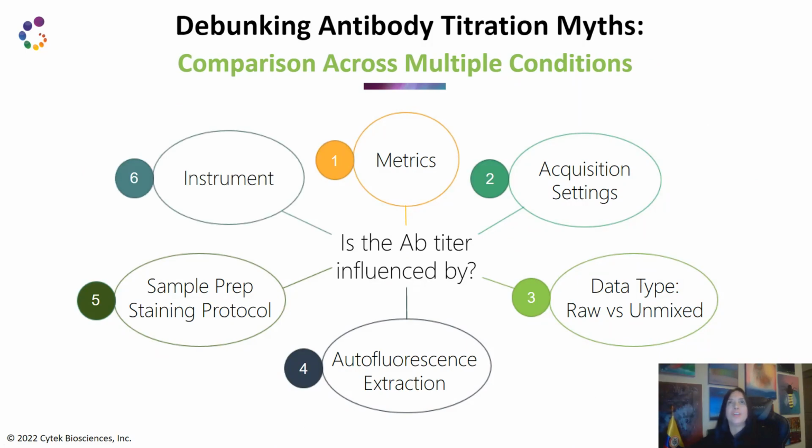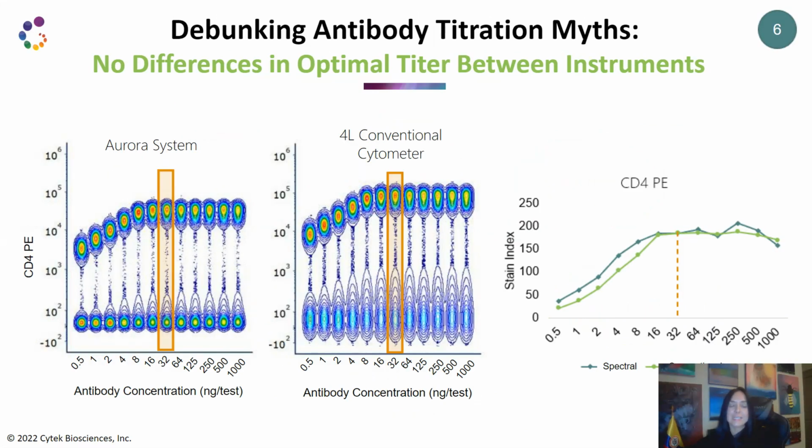What we are getting now is to the last comparison. Frequent question: I was using a conventional, do I need to retitrate if I'm using now an Aurora? So let's see the answers. This is an example. This is CD4 PE. You see multiple concentrations tested, the concatenated image for the Aurora system versus a 4-laser conventional cytometer. They look similar in the shape, right? The positives are a little bit dimmer on the Aurora system, brighter on the other one. The negatives are tighter on the Aurora and more spread in the conventional.